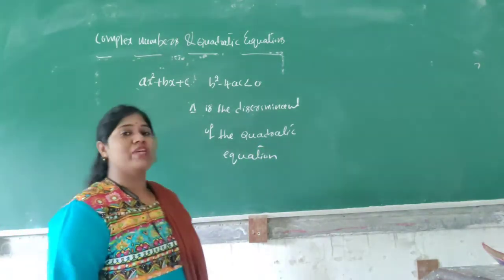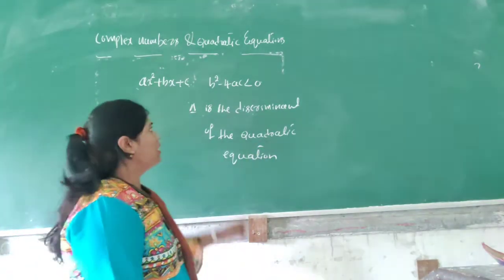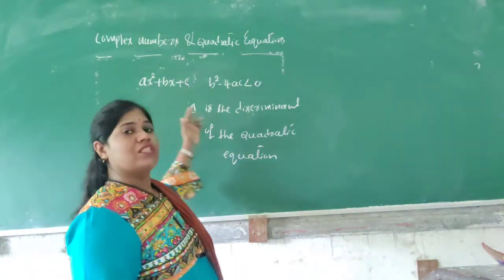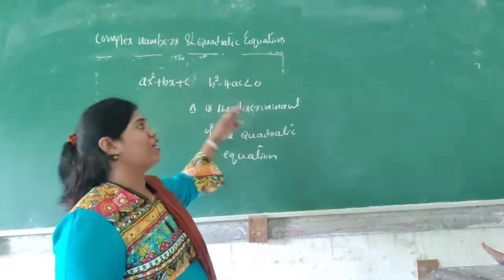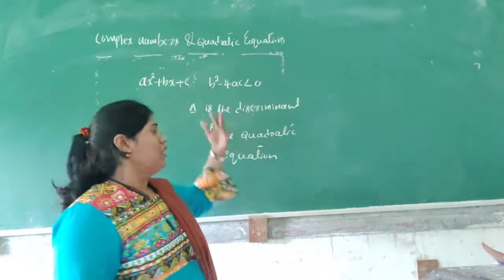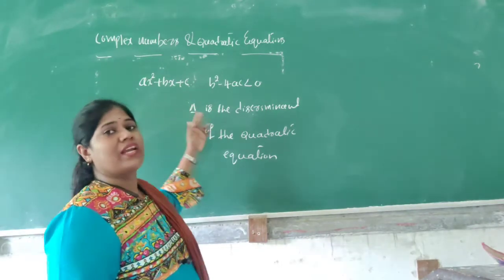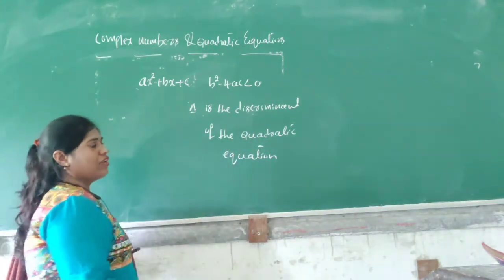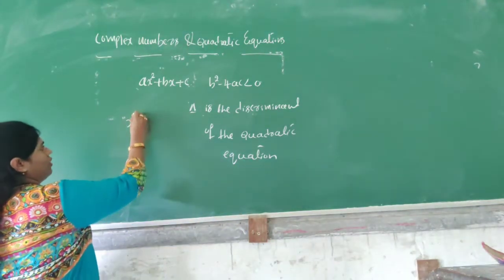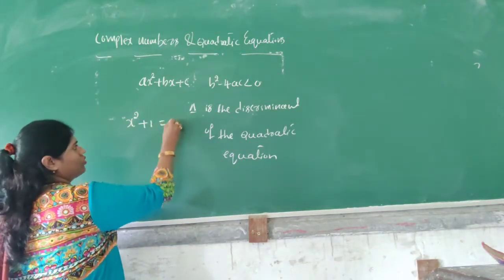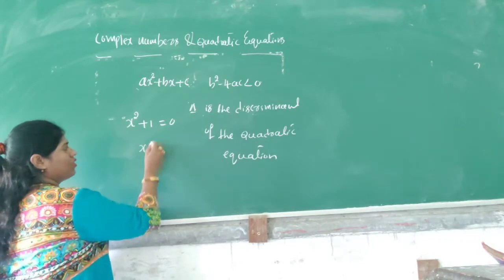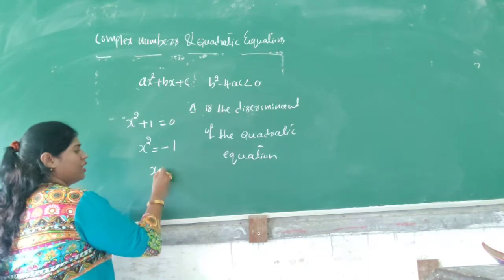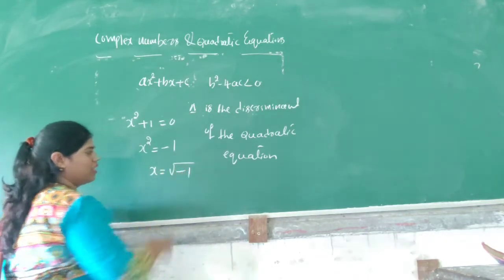If delta, that is b square minus 4ac, the discriminant of the quadratic equation, is negative, then the roots are not going to be real numbers. So a new concept of complex numbers has to arise. For example, if I consider x square plus 1 equals 0, what are the roots of this equation? x square is equal to minus 1, so x is equal to the square root of minus 1.